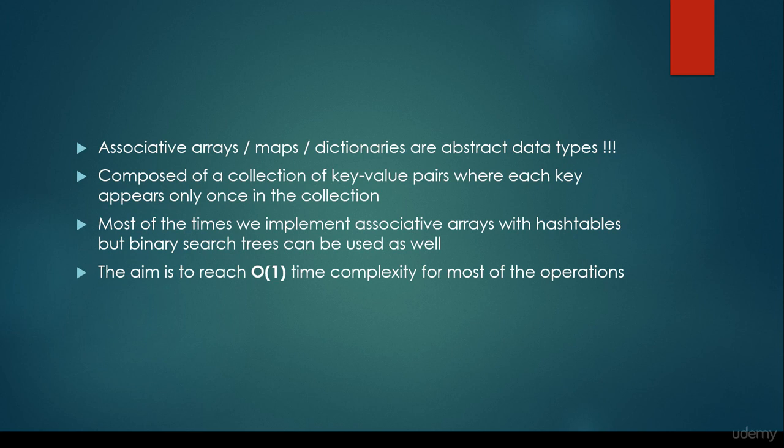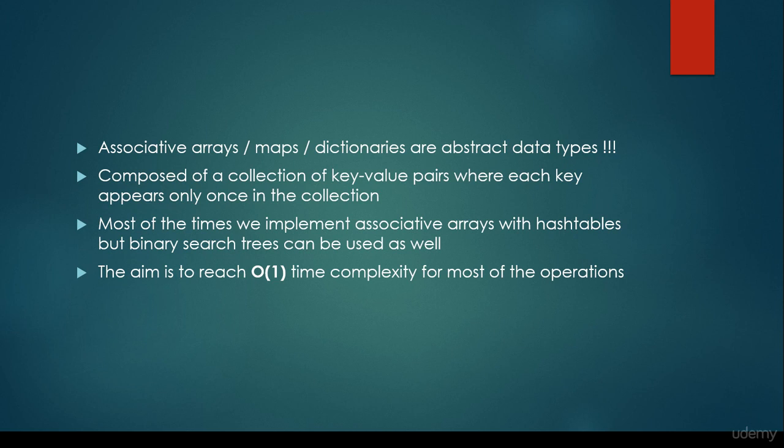So here we have a key value pair. We would like to associate a value to each key. So most of the times we implement associative arrays with hash tables, but binary search trees can be used as well. And okay, why is it good?